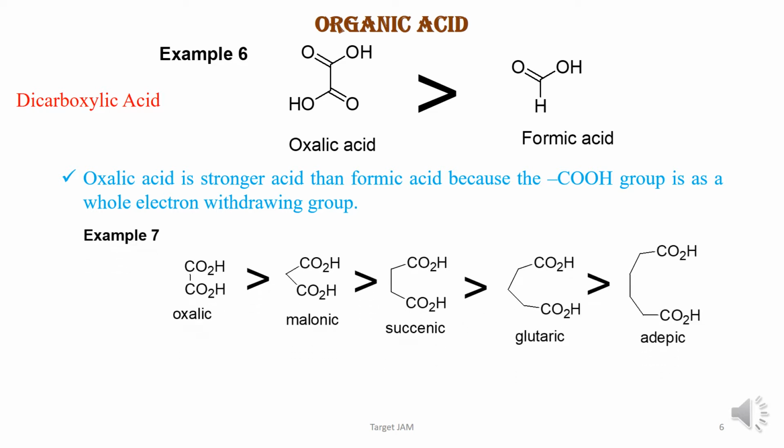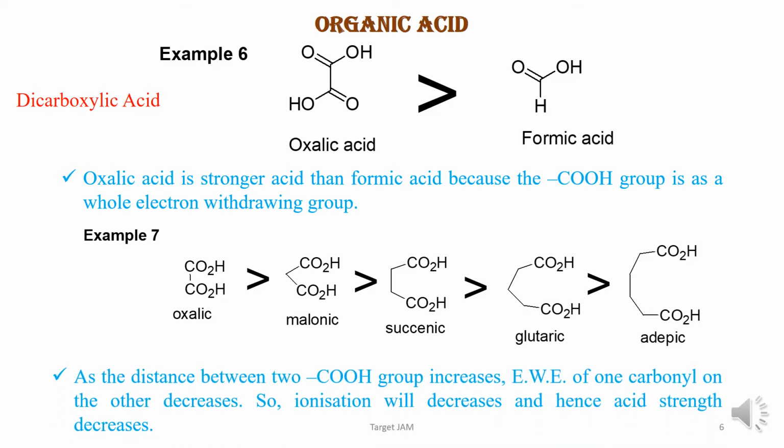These are other derivatives of different dicarboxylic acids: oxalic, malonic, succinic, glutaric and adipic acid. As the distance between two COOH groups increases, the electron withdrawing effect of one carbonyl on the other decreases. So ionization will decrease and hence the acid strength decreases. And that's why oxalic acid is stronger than malonic, and malonic acid is stronger than succinic and so on.